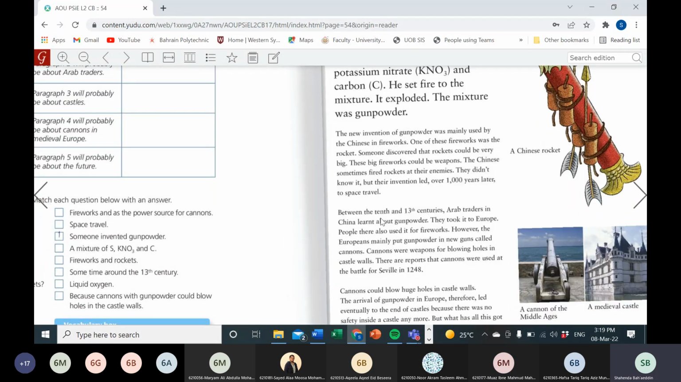Okay, the second paragraph, who would like to read the first sentence? Can I? What's your name, dear? Hafsa. Go ahead, Hafsa. Between the 10th and 13th century, Arab traders in China learned about gunpowder. Thank you, Hafsa.